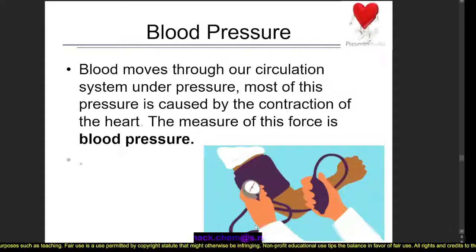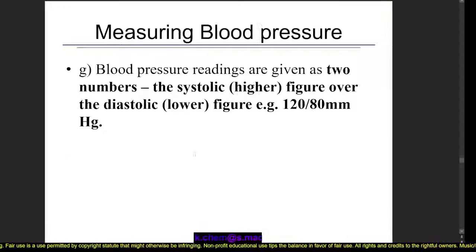What you are going to do for me is take down this very short note on what is blood pressure, and it is not necessary to take down the note on the figures which represent blood pressure. All I need you to know is what it is.